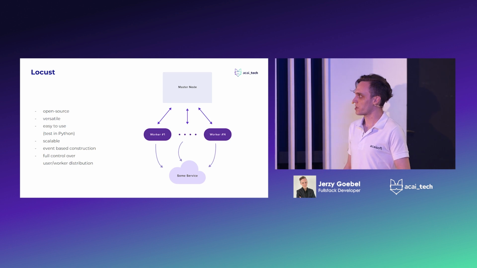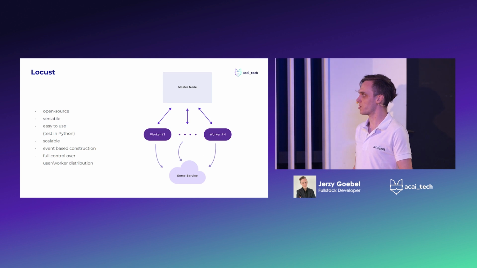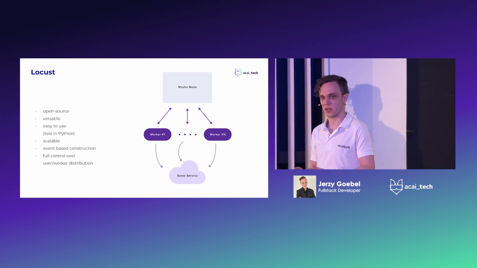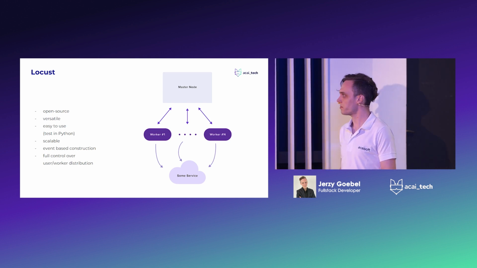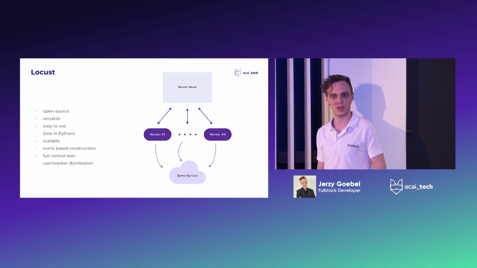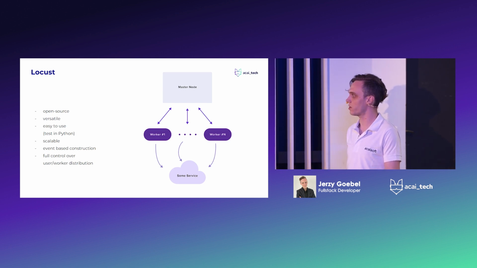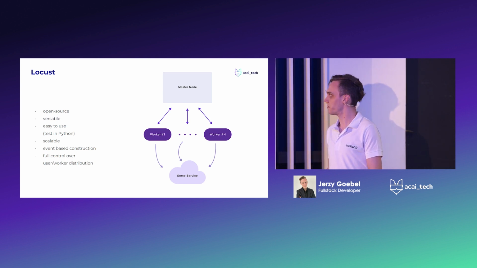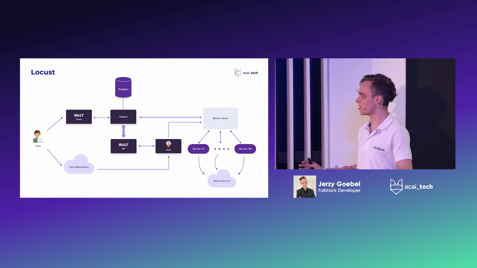Again, Locust is open source. It's really versatile. It's easy to use because you're writing tests in Python, which is super simple. It lets you scale up. That's the scalable part because you can have many, many workers. And it has event-based construction, which we can tap into to put our own custom code into. And we also have full control over user per worker distribution, which is going to be necessary later. So to fuse all these graphs together, we now have this.